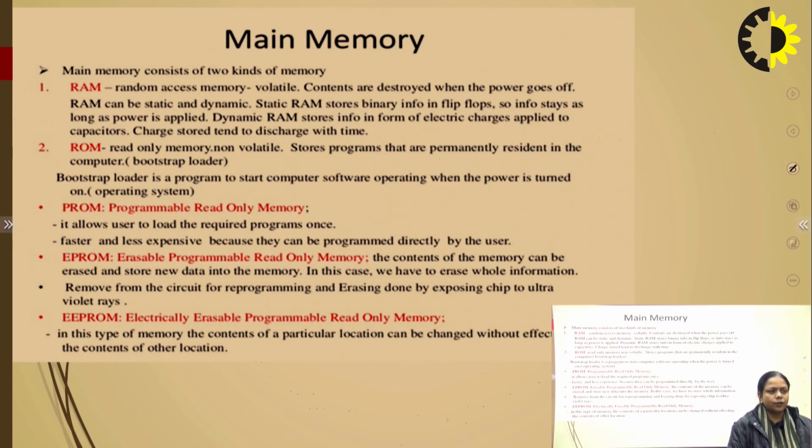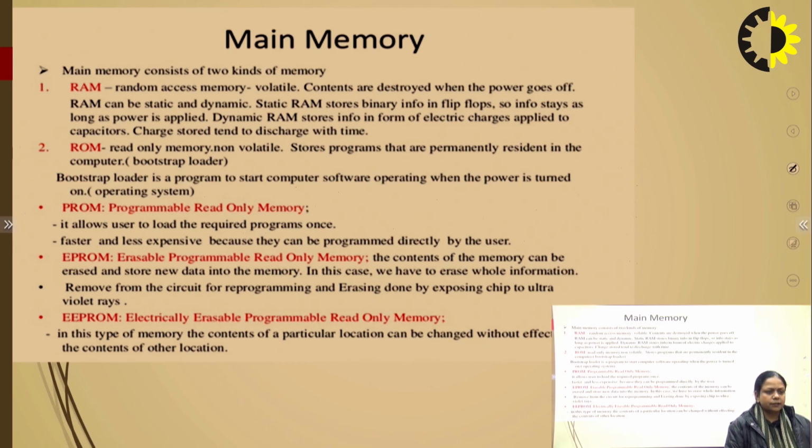So we have three types of ROM. PROM, the full form of PROM is programmable read-only memory. It allows the user to load the required programs once. Faster and less expensive because they can be programmed directly by the user. EPROM, erasable programmable read-only memory. The contents of the memory can be erased and new data stored into the memory.